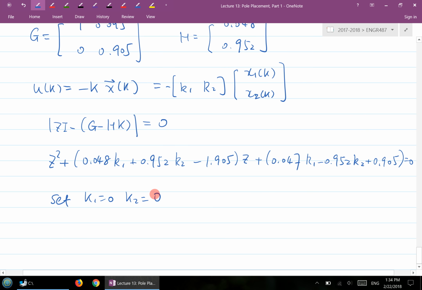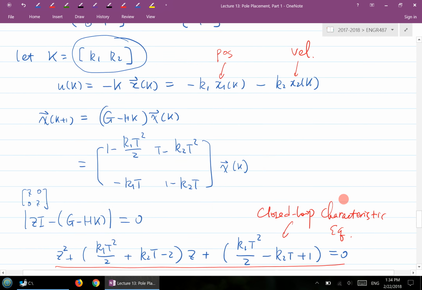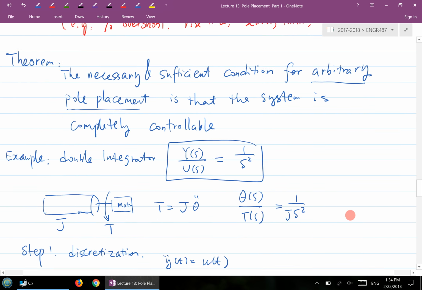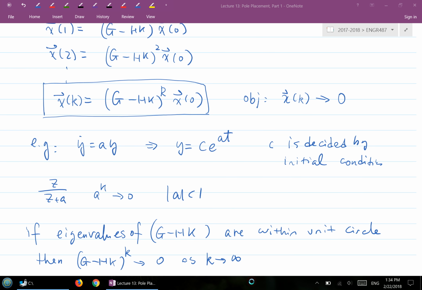If k1 equals 0, k2 equals 0, you can imagine what that means. If you look at the solution of the system, what does that leave you? You don't have feedback, and within the bracket, you only have which term? The G term. So you are only left with G to the power of k, and G is part of the system.